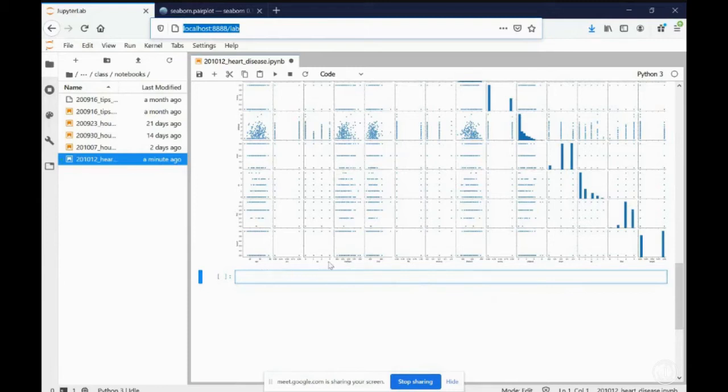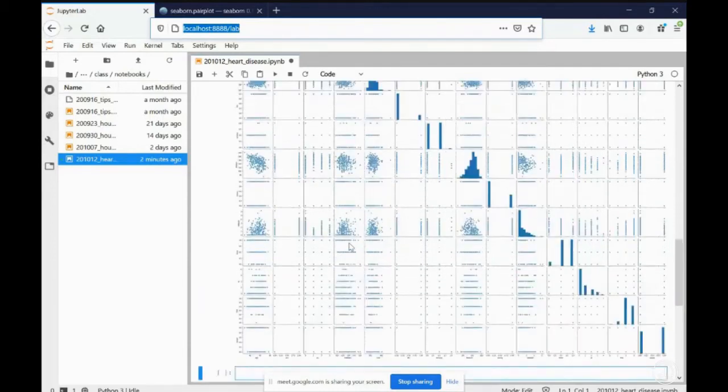Similarly, when we look at age, you see people who have heart disease are also all over the spectrum. It's not like only old people have heart disease. So this might give you some ideas on which features to pick in feature engineering.